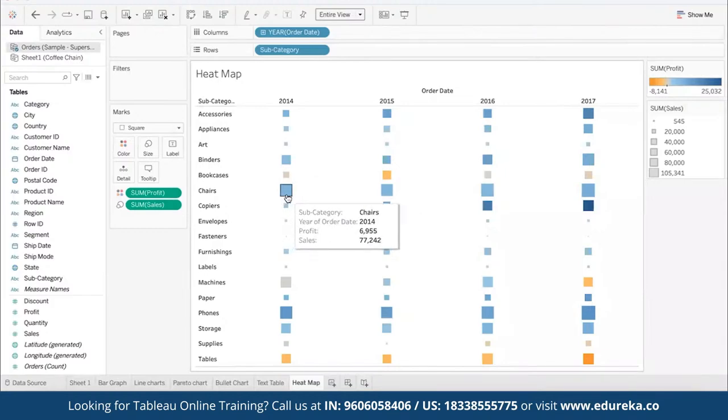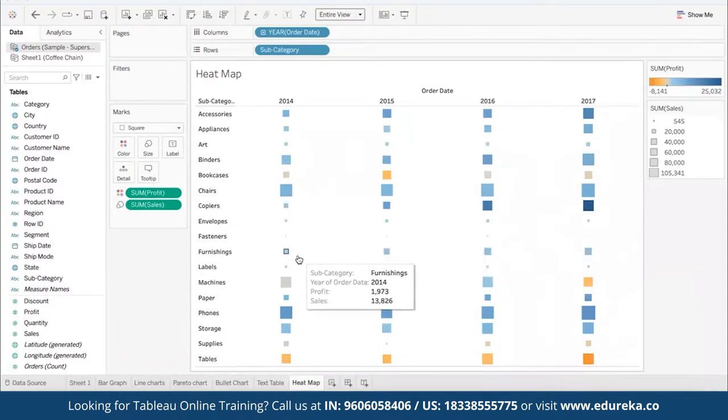So the size of the square is indicating sales. Wherever you see big squares, it is high sales. Wherever you're seeing small squares, it is extremely little sales happening. Here you see very little. And what about the color? Profit. So wherever you see blue color, it is profit. Wherever you see orange, it is loss. Darker shade of blue means high profit. Lighter shades of blue, less profit. Orange, loss.